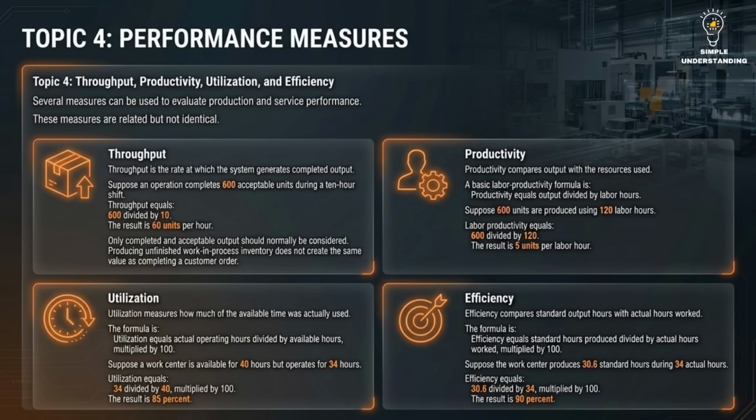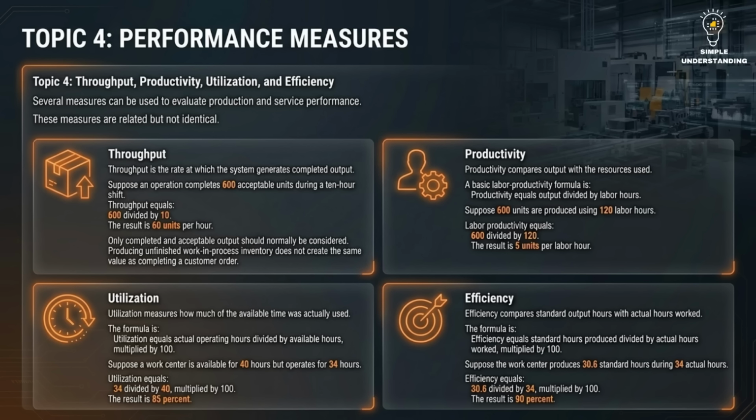Productivity. Productivity compares output with the resources used. A basic labor productivity formula is productivity equals output divided by labor hours. Suppose 600 units are produced using 120 labor hours. Labor productivity equals 600 divided by 120. The result is 5 units per labor hour.